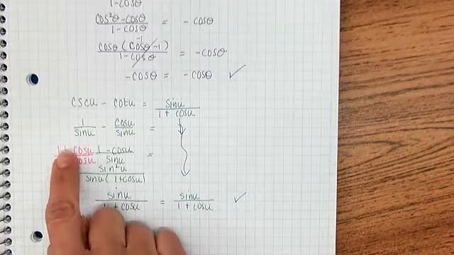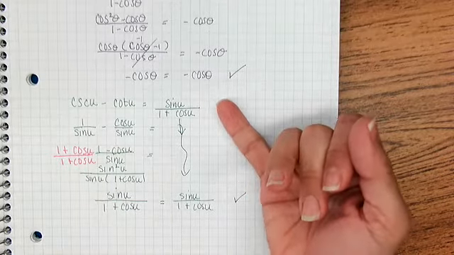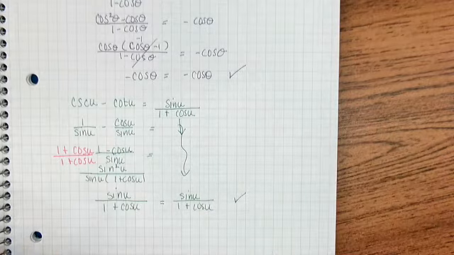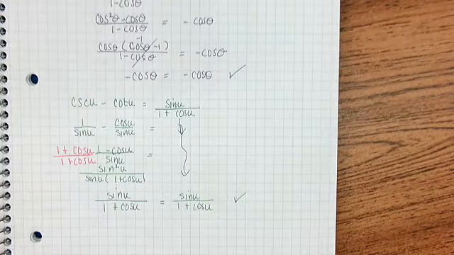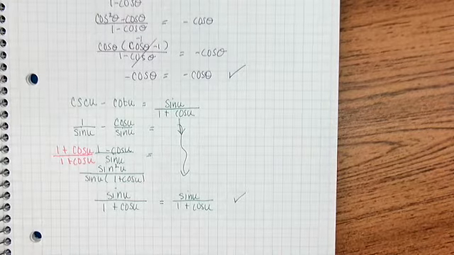How did I know to multiply? Because I knew that was what I needed to get to. I needed to get to 1 plus cosine u in the denominator. Why didn't I multiply by sine over sine, since there's a sine in the numerator? You can try it, but it takes some extra steps. It's okay if you want to try multiplying by sine over sine. Doesn't help you as much.